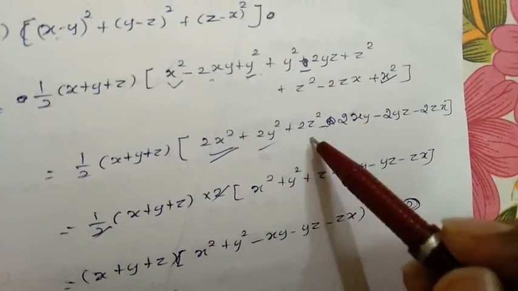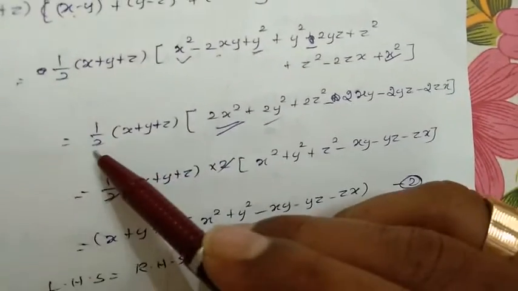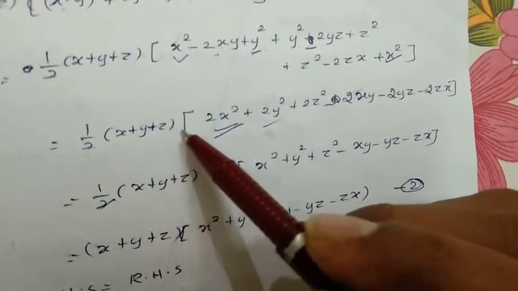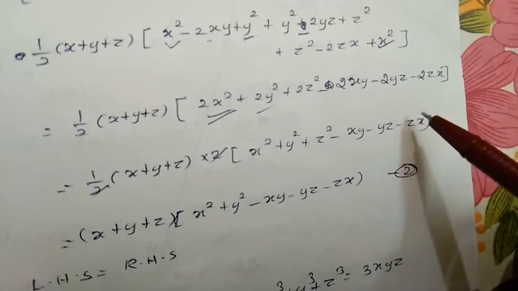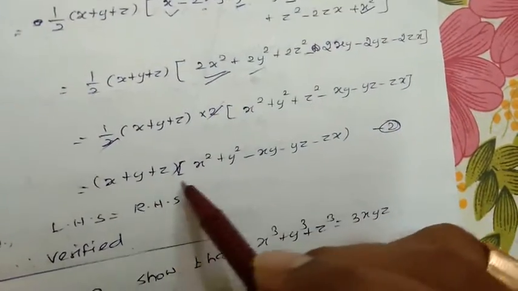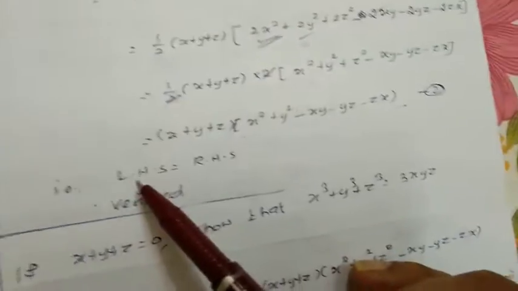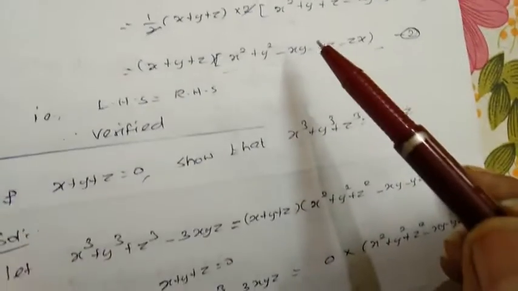Now all the terms have 2. So write 2 as a common number. So this number 1 by 2 into x plus y plus z into 2 into remaining. Now we can cancel this 2. So remaining just the right hand side of the identity. So by comparing 1 and 2, left hand side equal to right hand side, so verified. Like that you can prove.